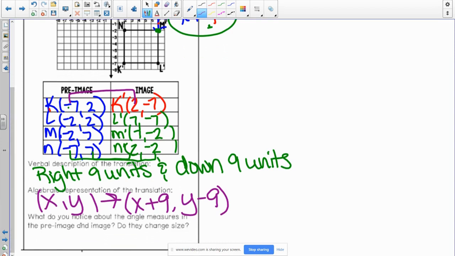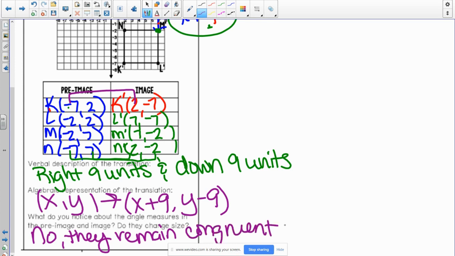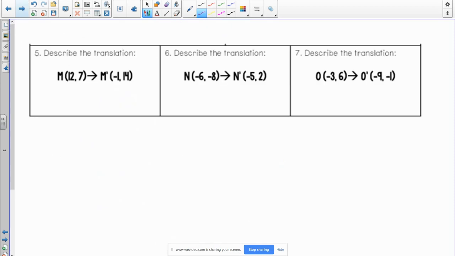And the last question, what do you notice about the angle measurements? Well, I'm going to hope from remembering before, we don't change the shape. They're congruent, and congruency means the angles are the same. So do they change sizes? The answer is no. They remain congruent. So the moral of that story is it doesn't matter if you translate it left, right, up, down, how far, the shape always remains congruent. Same size, same shape.